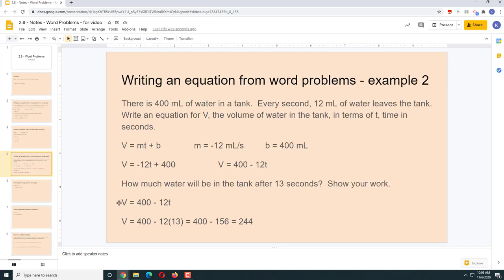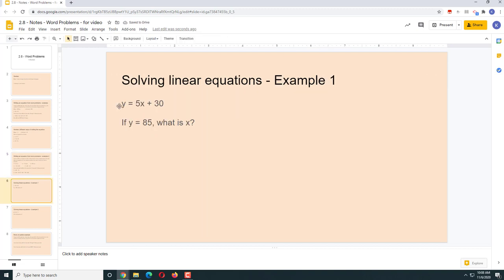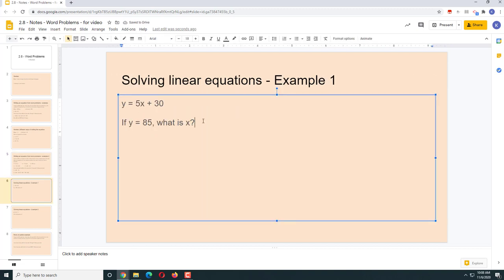But sometimes we know V and we want to find t. For example here, Y equals 5x plus 30. If Y is 85, what is X? So here's our equation. Y is 85. So we want to subtract 30 from each side. This gives us 55 equals 5x. Divide both sides by 5. And I get 11 equals x.